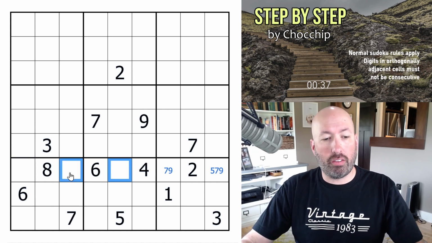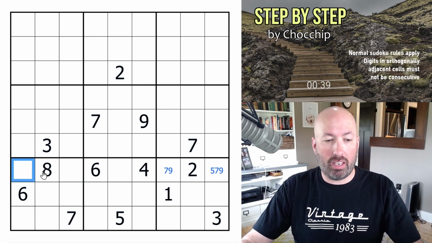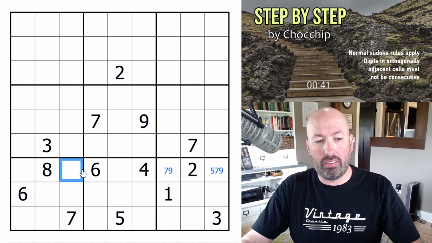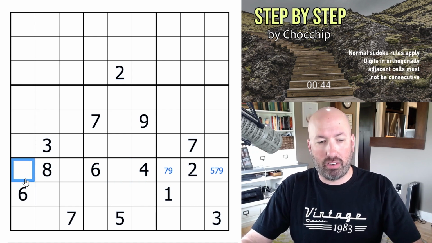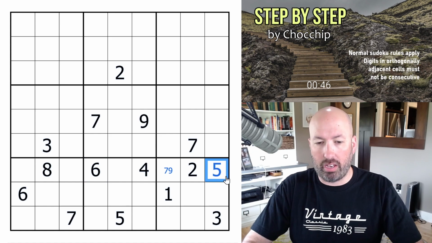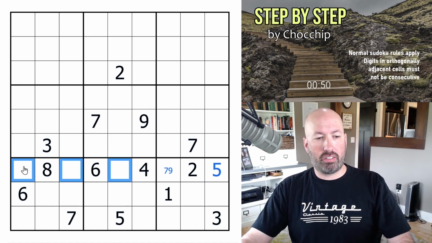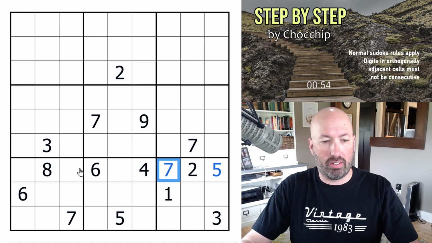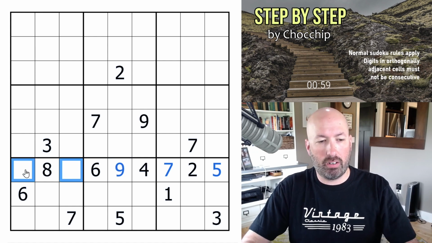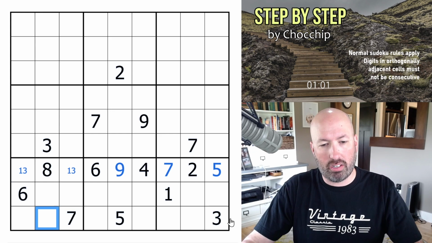The 5 can't be in either of those, and it can't be here. Right, the 5 can't be next to a 4, the 5 can't be next to a 6 here. Where's the 5 gonna go? It's gotta go there, that's a 5. Now, we need 1, 3, 7, and 9. The 7 can't be by the 8 or the 6. So this has to be 7. The 9 can't be by the 8, so this is 9. We get 1 and 3 over here. We don't know which is which yet.